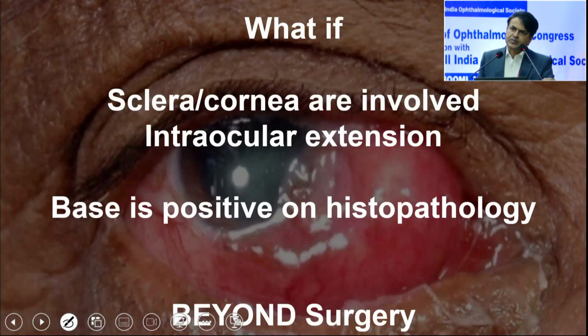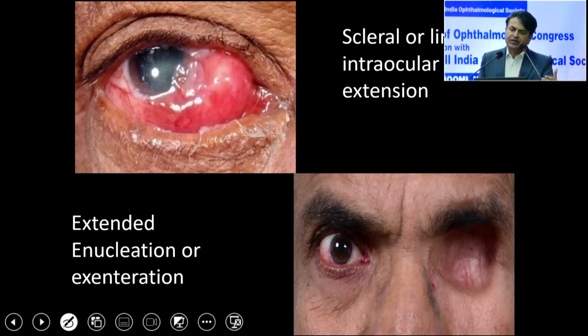What if base is positive on histopathology? You have believed OCT, you have believed UBM, you have believed your clinical judgment, you have excised the tumor, but base comes positive on histopathology. What do you do? These are something that go beyond surgery. Earlier we were doing, as a routine, as a matter of protocol, extended enucleation and exenteration in these patients who have intraocular extension or base positivity, because you cannot excise the sclera and let the eye survive.